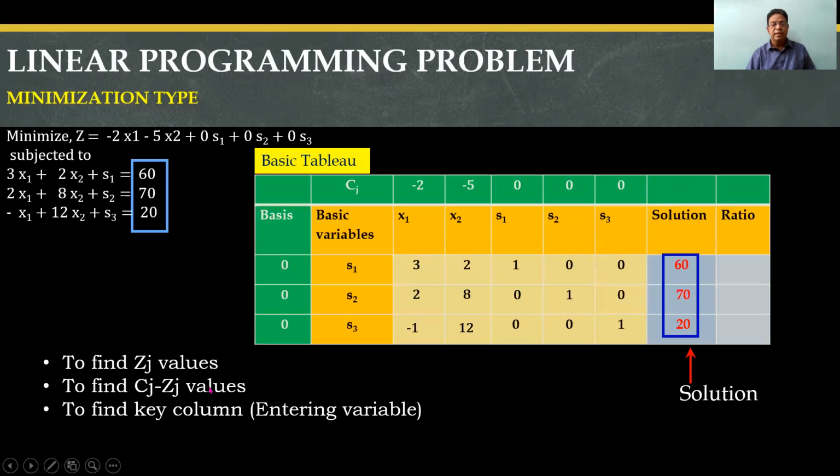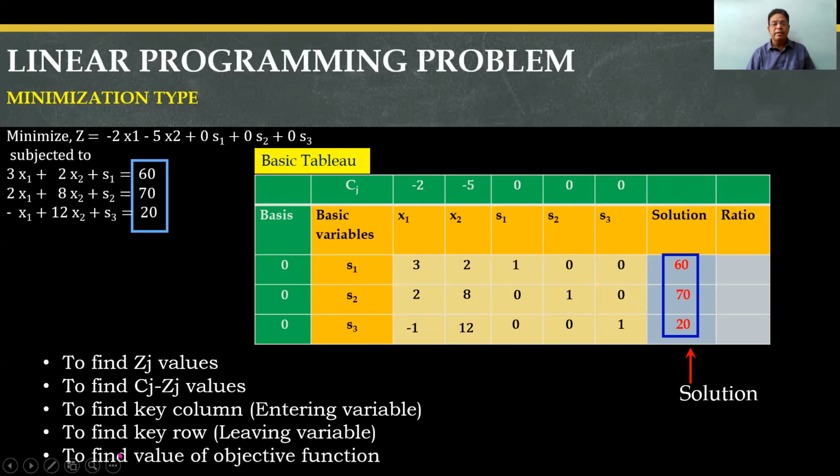So that is the third step. The fourth step would be to find the key row, that is the leaving variable, because if we have found either X1 or X2 as the entering variable, then that entering variable has to replace one of S1, S2 or S3. So that will be called the leaving variable. And the final step would be to find the value of the objective function. We'll find whether the value of the objective function is optimum or not. If it is optimum, the iteration will stop. If it is not optimum, we'll continue these 5 steps again.